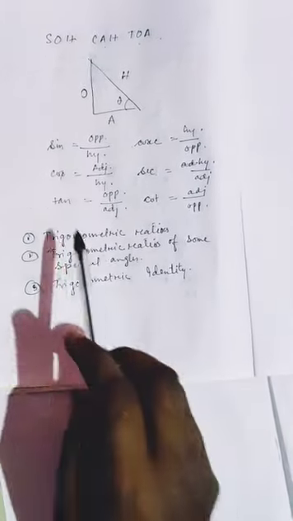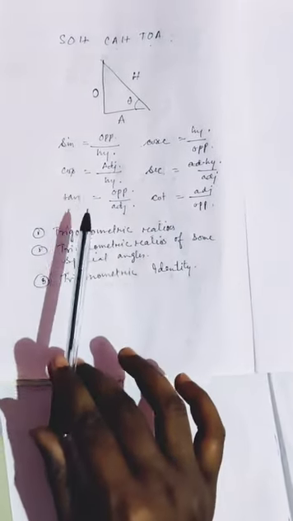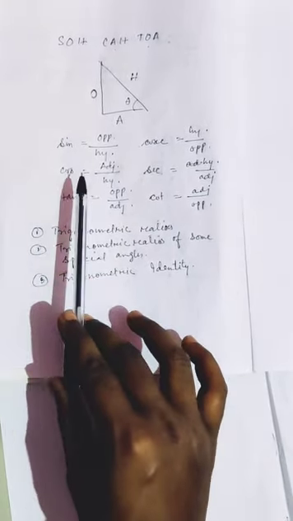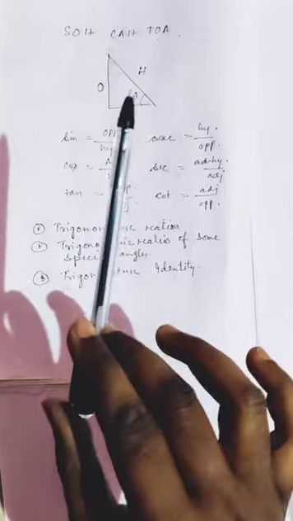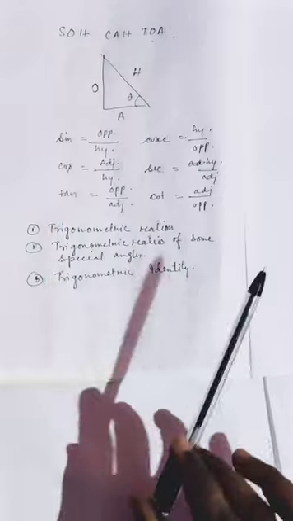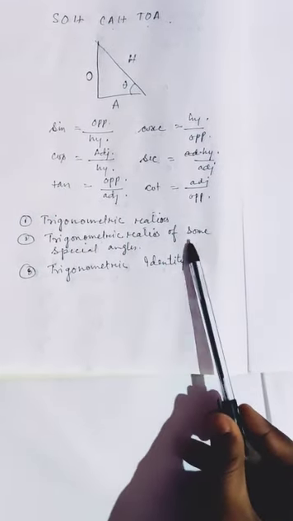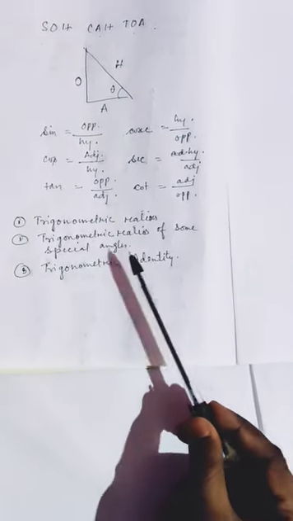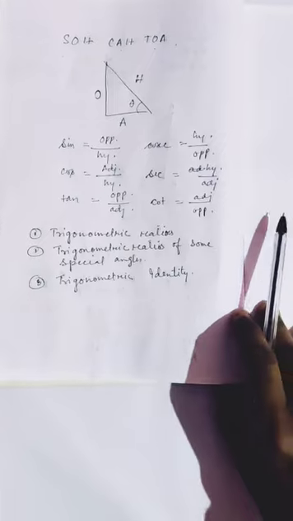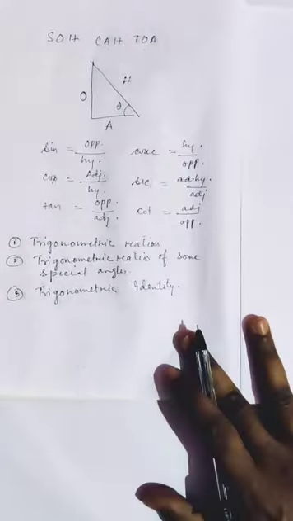So the first topic, trigonometric ratios, we have already explained. What are the trigonometric ratios, which are sine, cos? I think it is clear. If it is not clear, hope if you see the video again and again, it will be clear to you. Next we'll learn about trigonometric ratios of some special angles, and then we'll learn trigonometric identities. So now let us learn trigonometric ratios of some special angles.